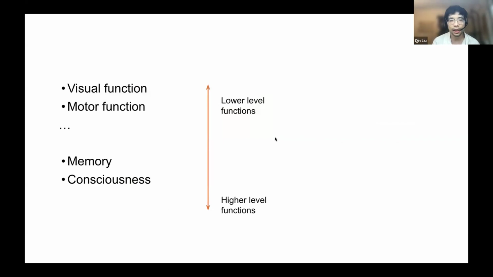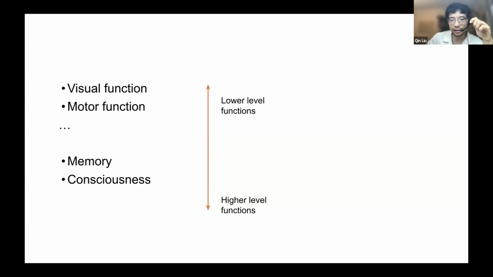We can roughly rank our brain functions from lower level functions to higher level functions. Here, lower level functions generally refer to those that appear early along the evolutionary line, and higher level functions appeared later. Lower level functions tend to be localized in some brain regions, for example, visual functions or motor functions. There is a lot of computational work on those functions already, because they are to some extent easier to simulate.